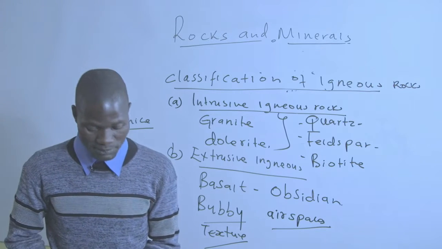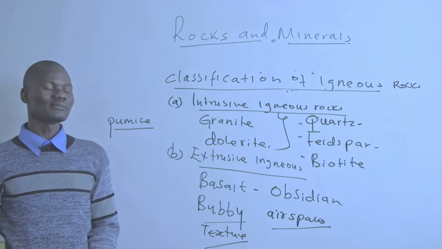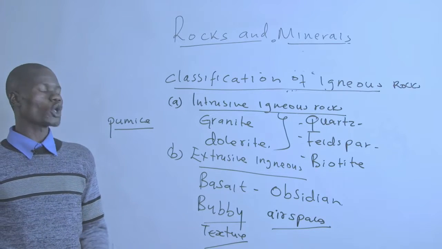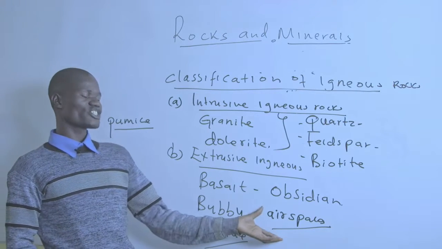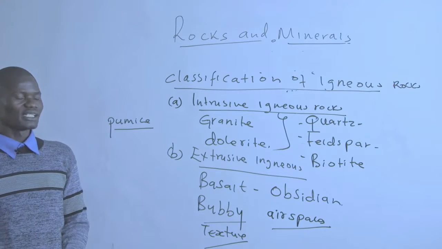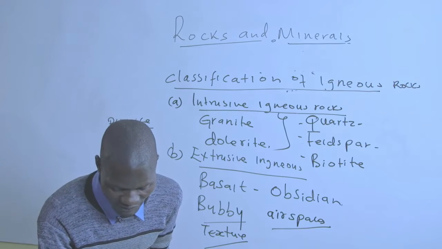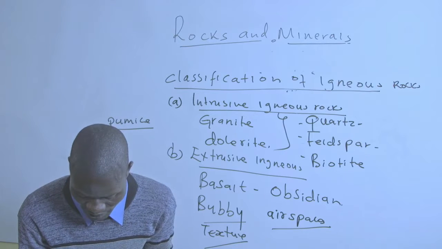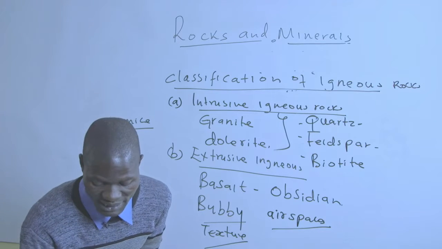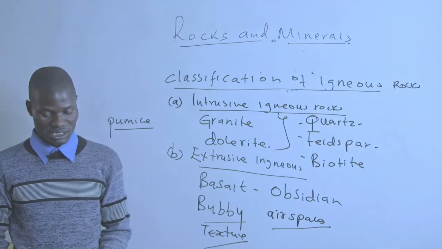We have the pumice, which is so light that sometimes, because of its lightness, it allows itself to float on water because it has numerous air spaces in it. During its formation, it resulted in a very quick formation, therefore having very small crystals in them, but now has numerous air spaces in it.